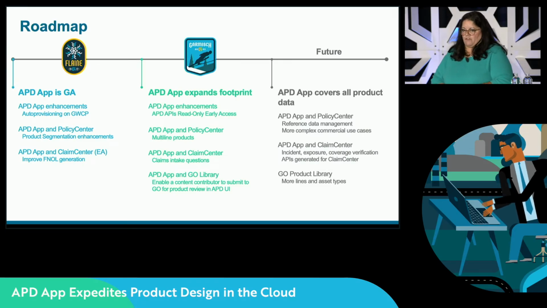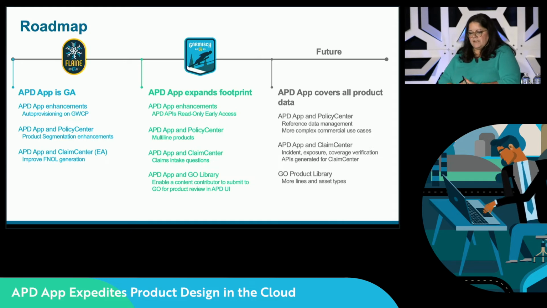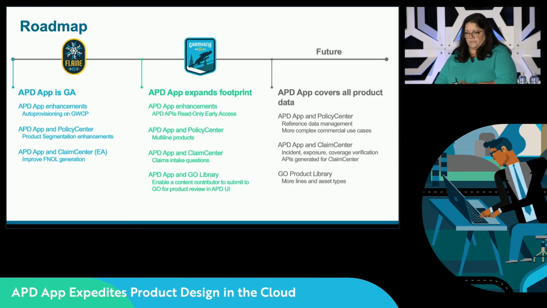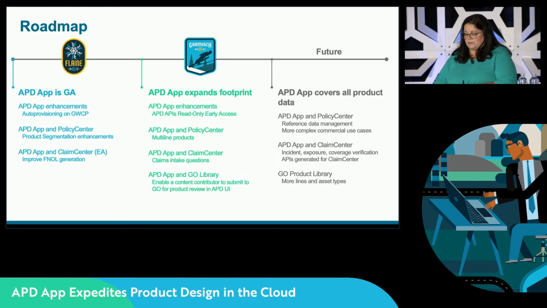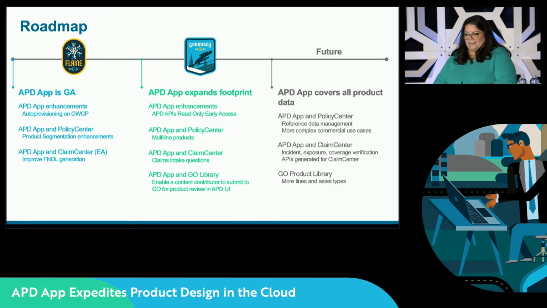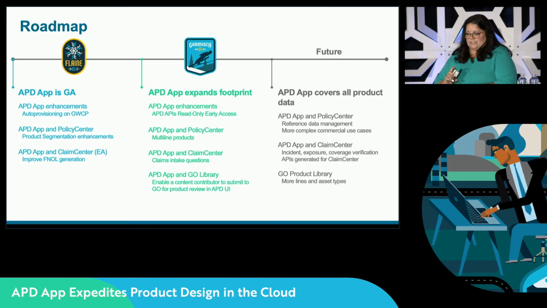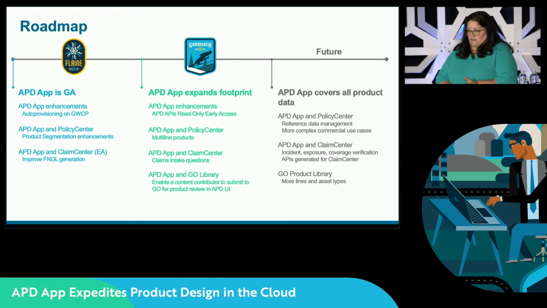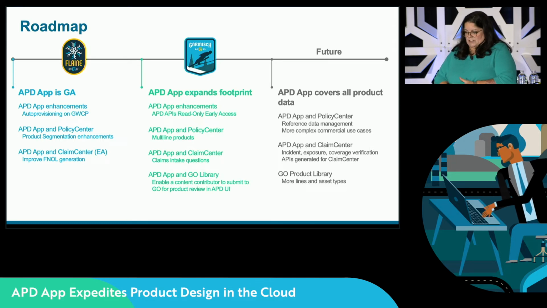All right, so let's talk about our roadmap a little bit. In Flen, the APD app is generally available. This is a huge milestone for us. It's through all of your hard work and feedback that we're able to get to this place, so we really appreciate that. We made some enhancements on the APD app, including auto-provisioning on GWCP for customers that are new to Guidewire Cloud, as well as customers that are upgrading to Guidewire Cloud. If you're already on Elysian or Dobson, you can just open one ticket, and you'll be able to get the APD app provisioned. Of course, we did product segmentation in Policy Center, which I talked about.